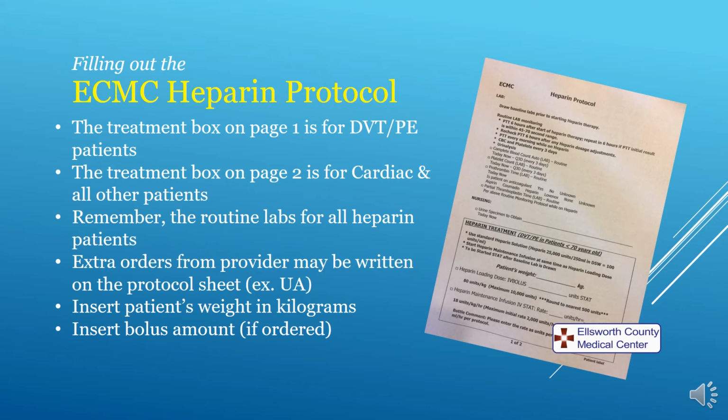The first thing to know is the patient's diagnosis and what side of the form to use. The front is for DVT and PE patients less than 70 years old. The back is for cardiac and all other patients greater than 70 years old who will be receiving heparin. Also, routine labs are on this form for each diagnosis. Be sure to check for extra orders from the provider. Next, you will need the patient's weight in kilograms. You need this information for both the bolus and the IV maintenance infusion.